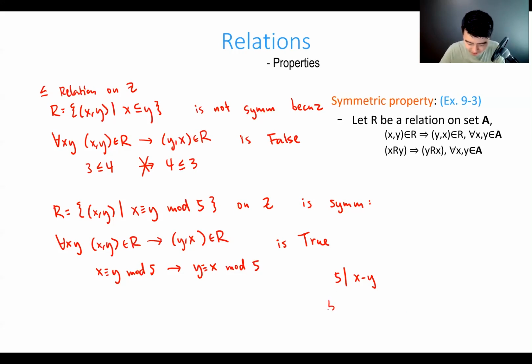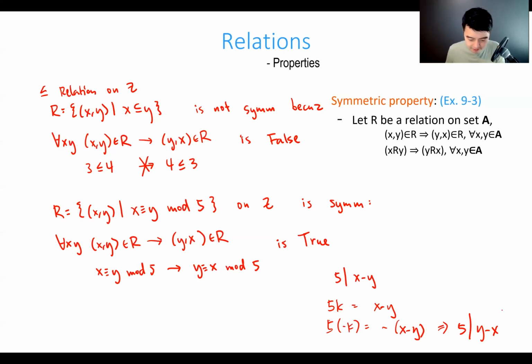So this definition implies that 5 times k is equal to x minus y. Okay, so that means 5 times negative k is equal to negative x minus y. And this will indicate that 5 divides y minus x. Okay, this is a very quick mini proof to show you that, in fact, this is a true statement. Okay, so hope everyone is happy with the definition of symmetric property.